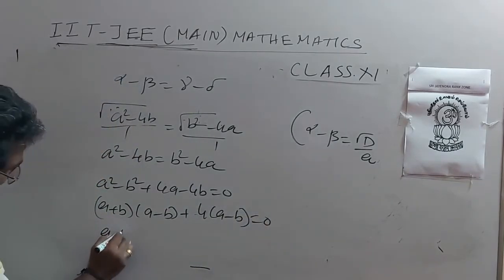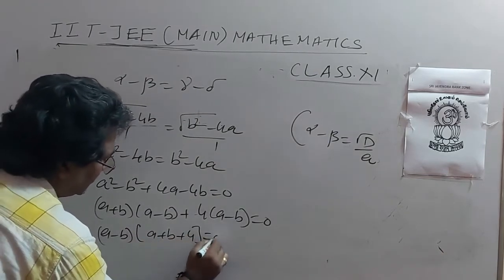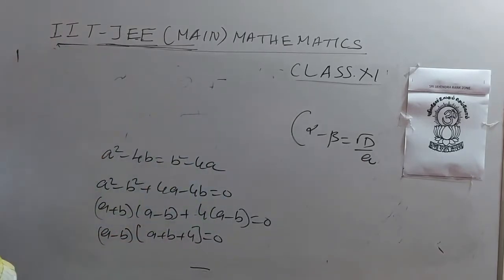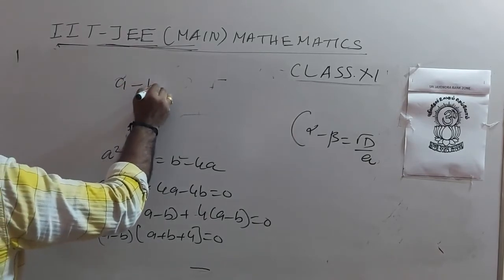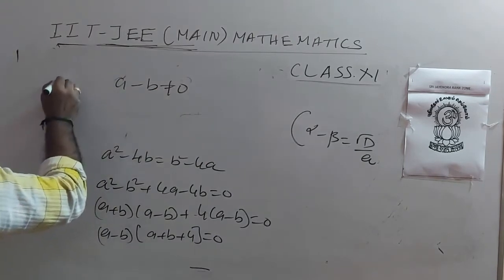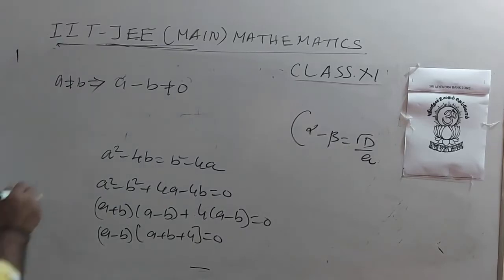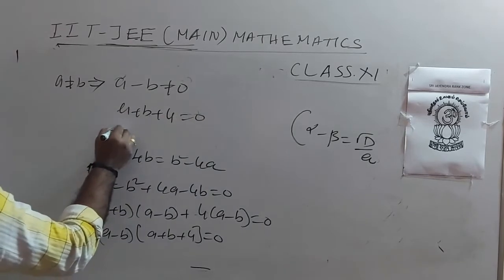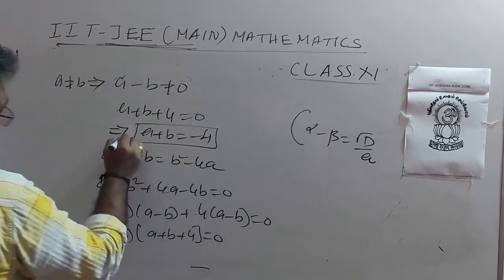You can take a minus b as the common factor. (a minus b)(a plus b plus 4) equals 0. So a minus b is not equal to 0. A not equal to b implies a minus b not equal to 0. Therefore, the only possibility is a plus b plus 4 equals 0, which implies a plus b equals minus 4.